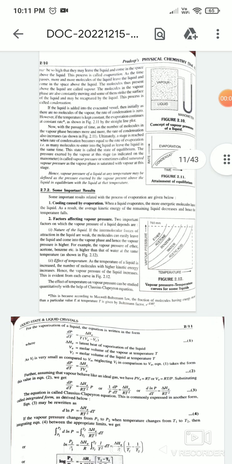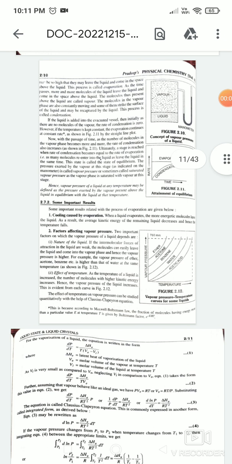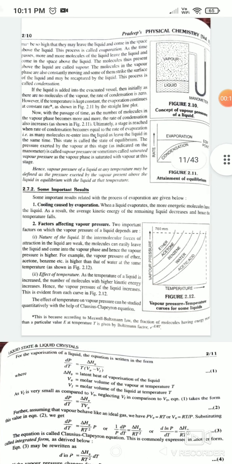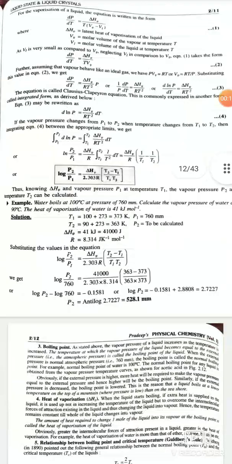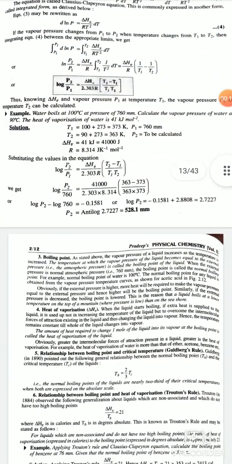This is part 2 of liquid states and liquid crystals, and we were doing some important results related with the process of evaporation. First was cooling caused by evaporation. Second was factors affecting vapor pressure, which we have done earlier in part 1. Now we are going to do the third part, that is boiling point.